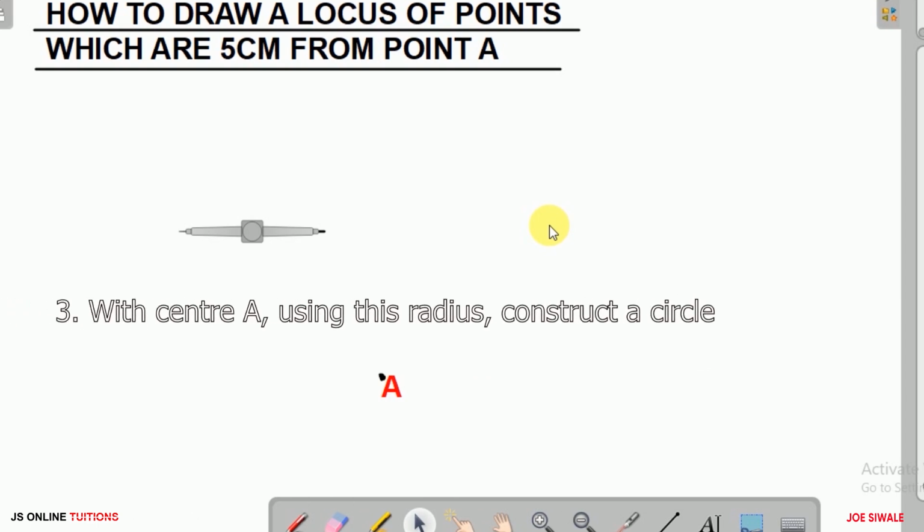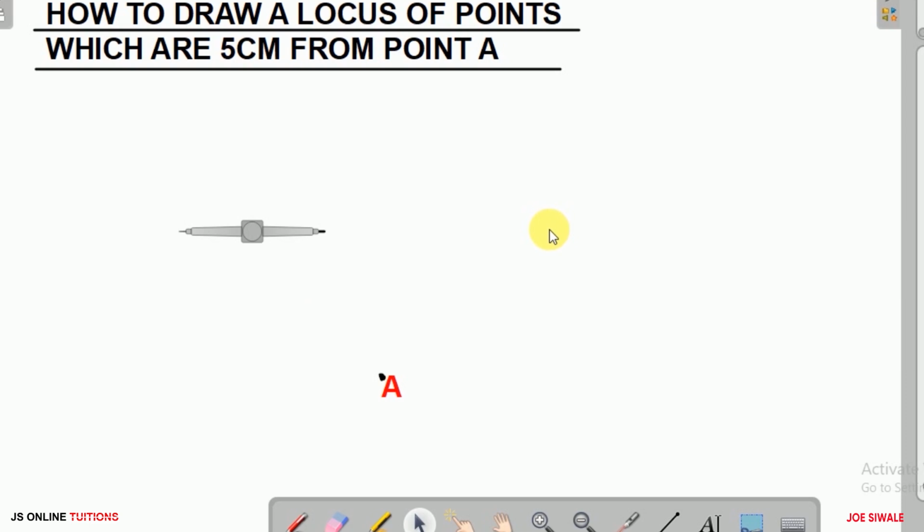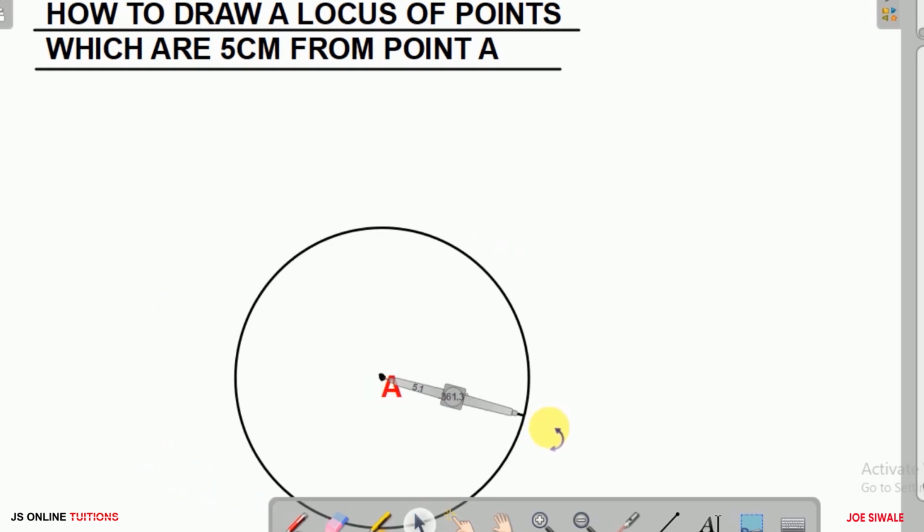With center A, using this radius, construct a circle. So with our center A, we need to construct a circle using our compass. So we'll put our compass on point A, and we're going to draw our circle. So let us draw our circle. So we have drawn our circle using 5 centimeters on the compass. Let us look at the last step.